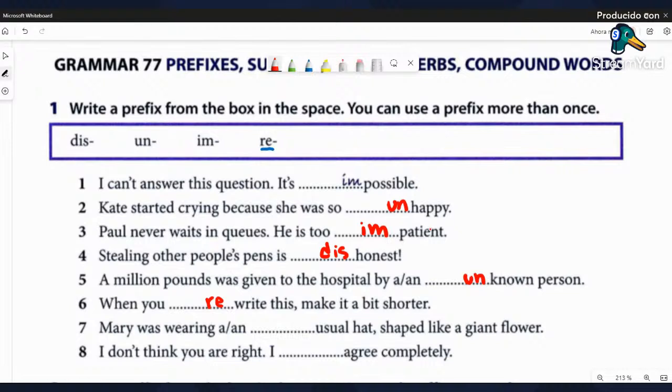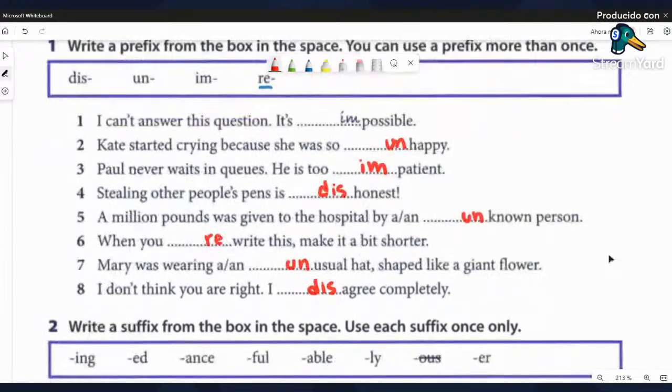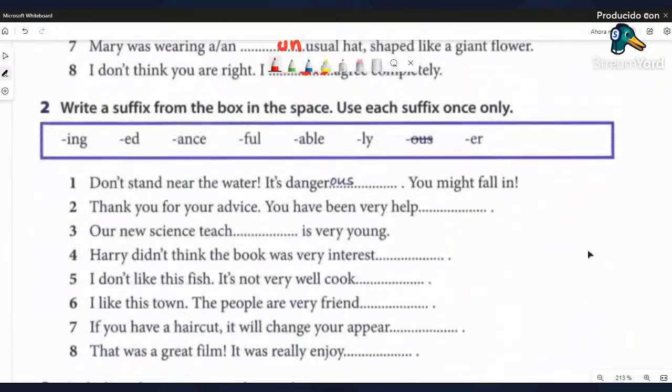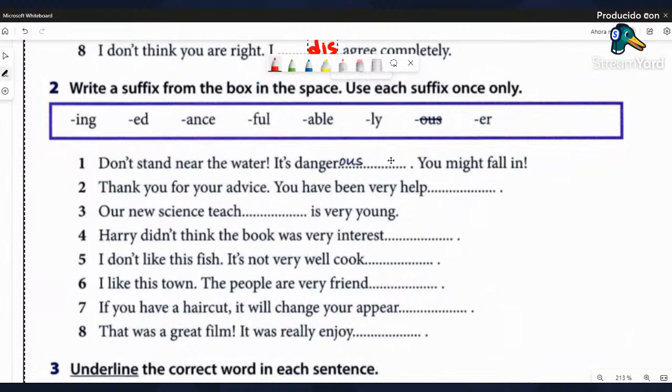Number 7, we have Mary was wearing an usual hat, an usual hat shaped like a giant flower. So here, it's not very common to find a hat with a giant flower. It's not like you're going to find it everywhere, right? So it's unusual, not usual. Number 8, I don't think you are right. So this person doesn't agree completely. So it will be disagree. Disagree completely. Okay, so that is the way we can use the prefixes, as you can see. But for this, we need to make sure that we know the words themselves. Yes, we need to make sure that we know them.